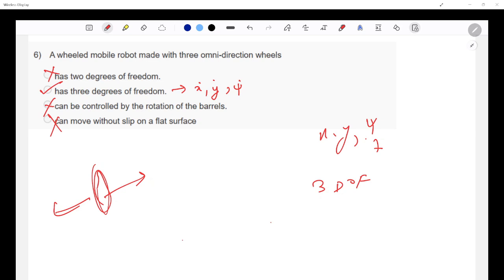So you have to remember that for omni wheels it is 3 degrees of freedom and there is no steering needed. Rollers are passive and the sliding is allowed but not pure rolling. So omni wheels trade slip for freedom. They allow sliding to achieve full motion. All right.